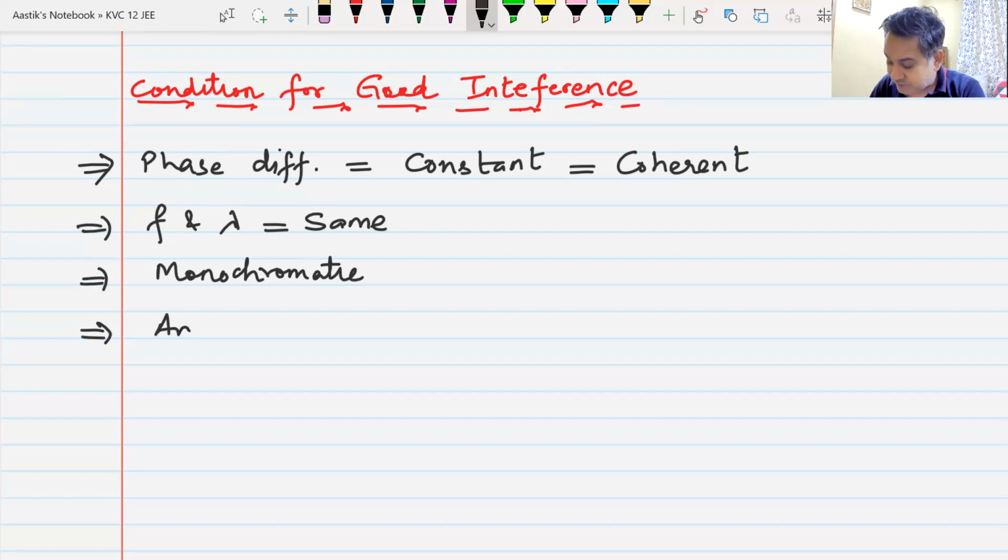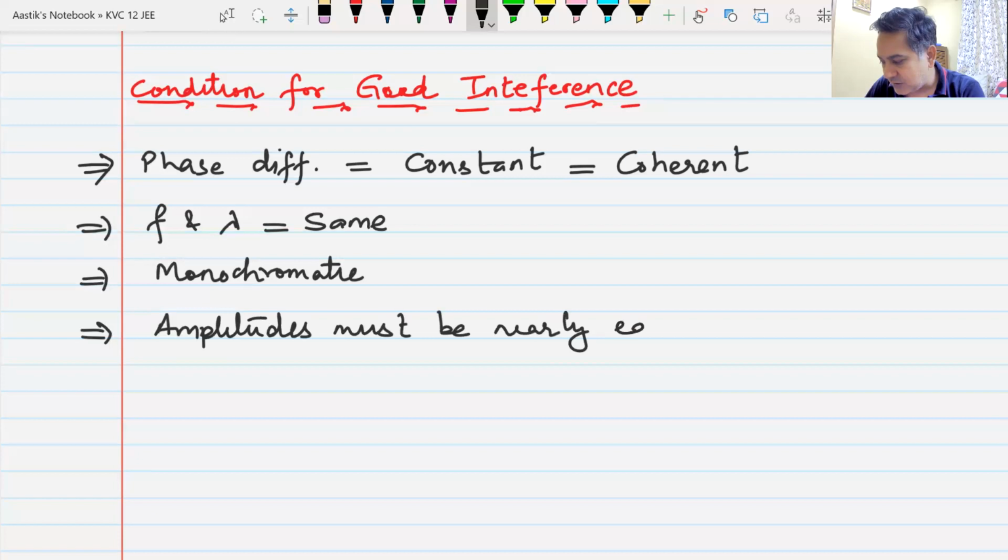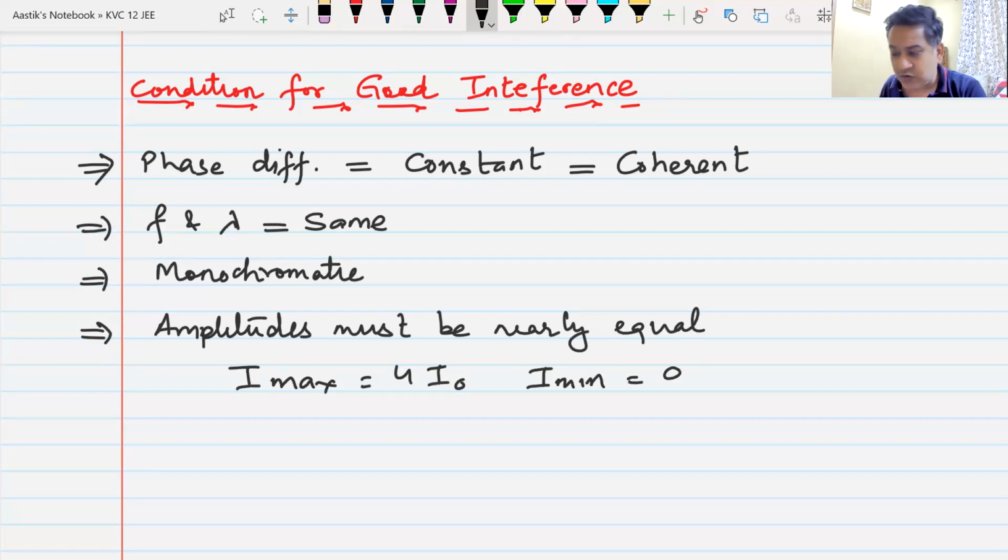The amplitudes of the waves must be equal, or nearly equal. It will be best if both of them are equal, because if amplitudes are equal, the maximum intensity becomes 4 times I naught. Do you remember this? Minimum intensity becomes approximately equal to 0. Dark fringes become completely dark. Bright fringes are very, very bright.